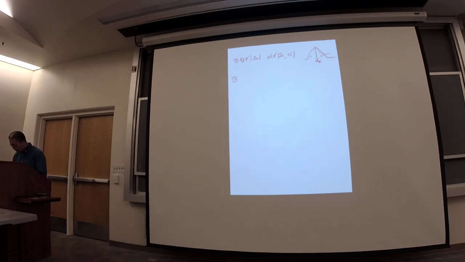We accept Z prime with the probability. This is a real formula. It's the minimum between 1 and a fraction. In the numerator of this fraction is the probability you jump out.